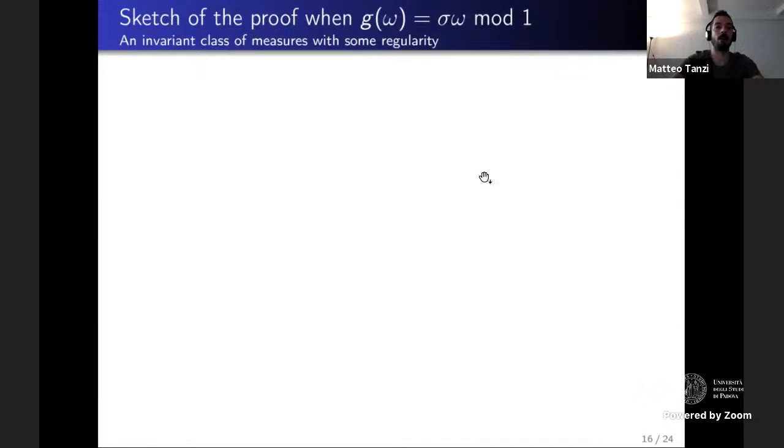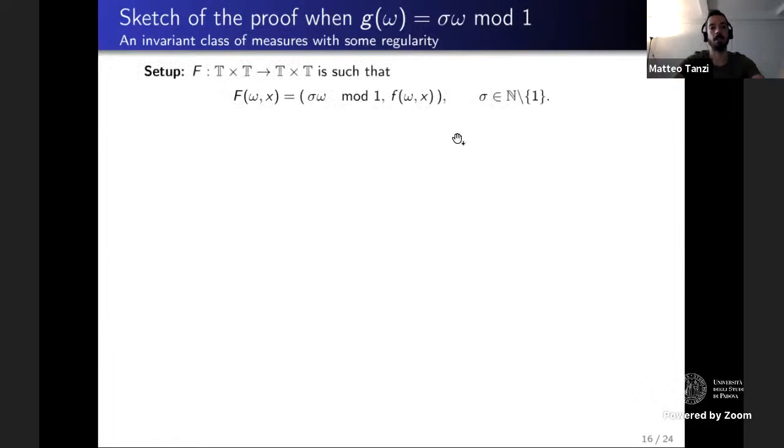I will first of all give a sketch of the proof in an easier case. The easier case is when the dimensionality of both the parameter space and the fiber is 1, and the map G has no distortion. Given the regularity assumptions on G and the fact that it has no distortion, this can only be sigma omega mod 1, where sigma, let's take it orientation preserving, is a number strictly larger than 1. And then we have f omega x, which is our fiber maps.